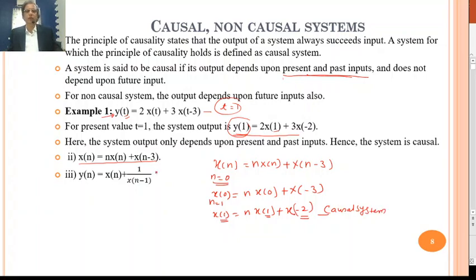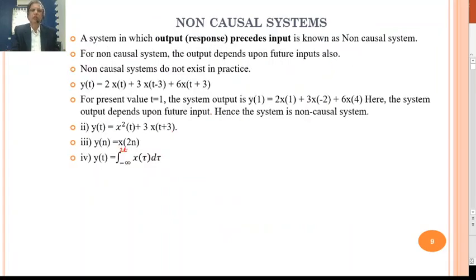Similarly, we will check whether this system is causal or non-causal. This system is a causal system. Then the non-causal system: a system in which the output precedes the input, means output comes first before the input is known, is called the non-causal system.